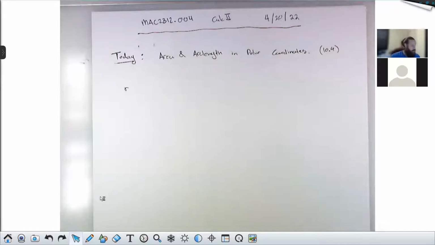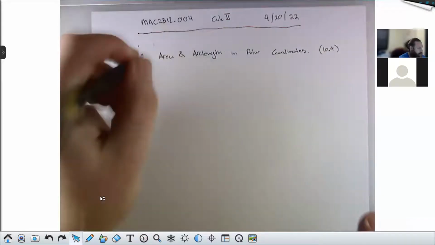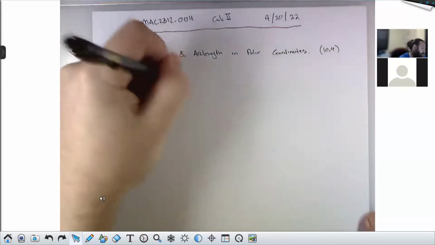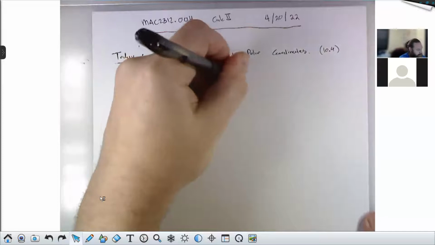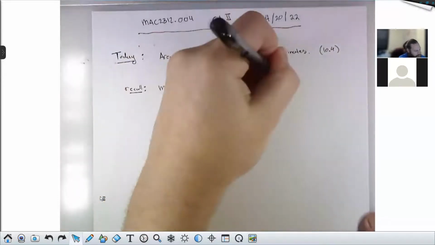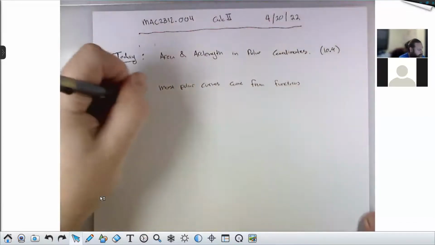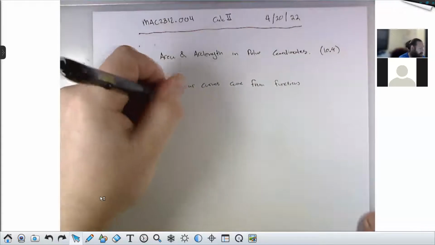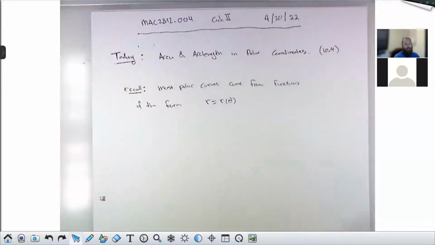Great. So recall that most polar curves come from functions of the form r equals some function of theta. I'll just write r of theta, right? Like r equals 1 plus sine theta. We were looking at those the other day. That's a cardioid. R equals 2 cos theta. That's a circle. R equals cos of 2 theta. That's a petal graph.